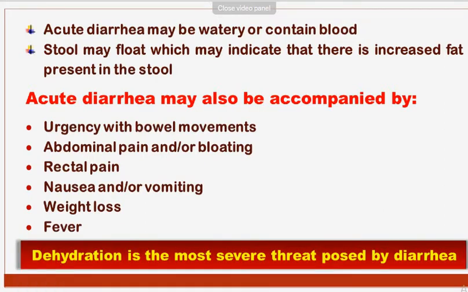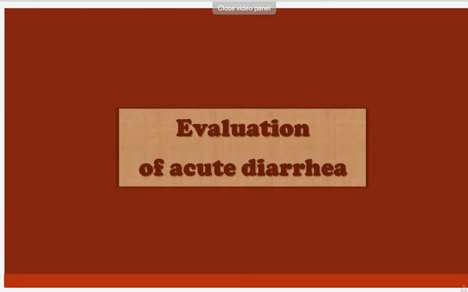So what is the most severe threat for the diarrhea? It is the dehydration. So why are we always taking the diarrhea seriously, although it is simple, although it may be self-limited? Because of the risk of development of dehydration. And you know all the details about the types, the causes of the dehydration, and about the presentation.